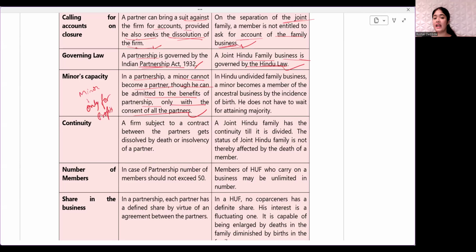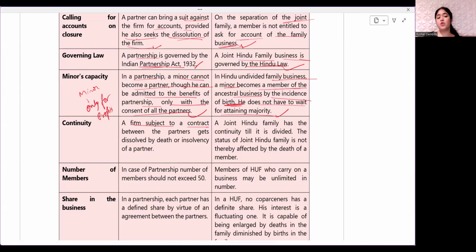Here, from birth, the child becomes a member of the HUF. So that case will not be there. In a Hindu undivided family business, a minor becomes a member of the ancestral business by the incidence of birth. From the time he is born, he becomes the co-partner. He does not have to wait for attaining majority, for becoming 18, to become a member of the HUF. From the day he or she was born, he or she becomes a member of the HUF.